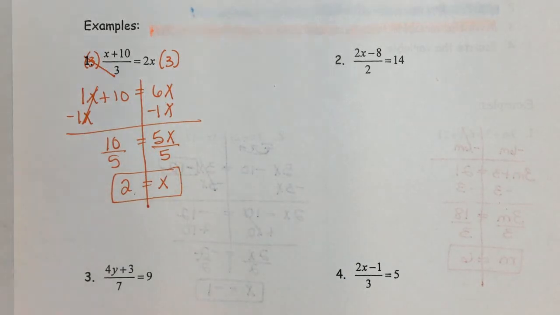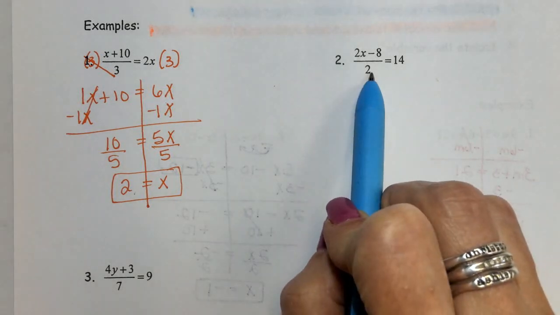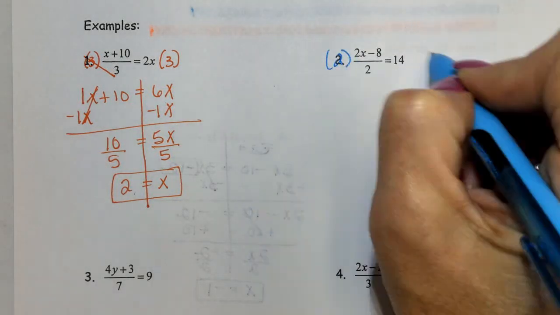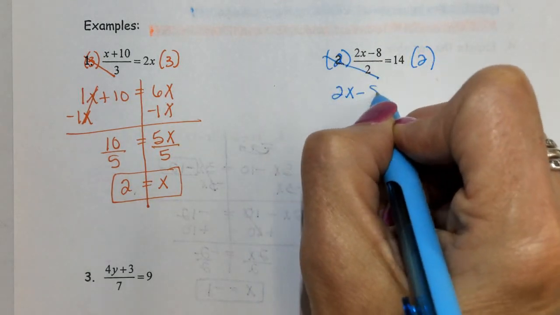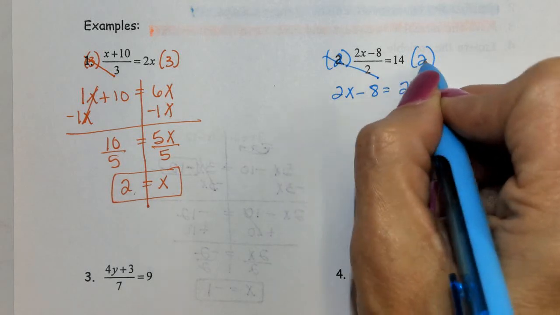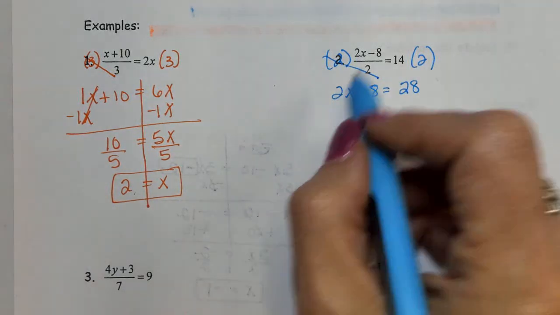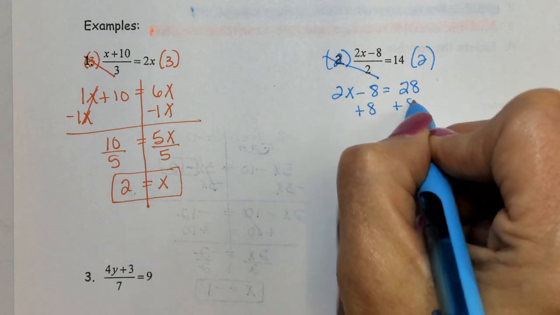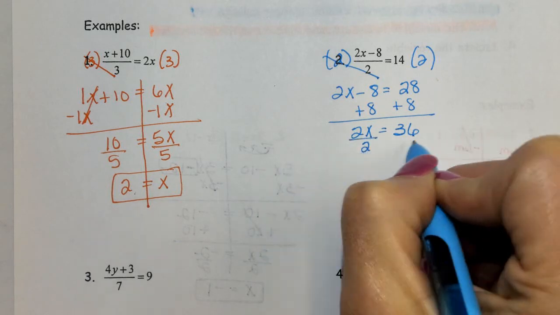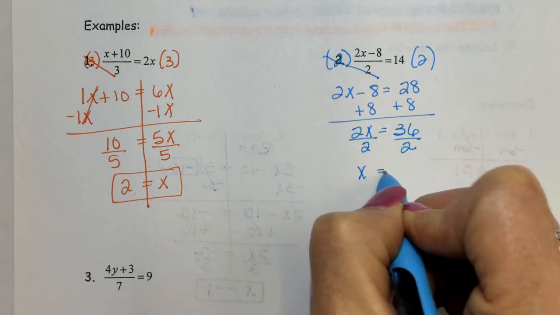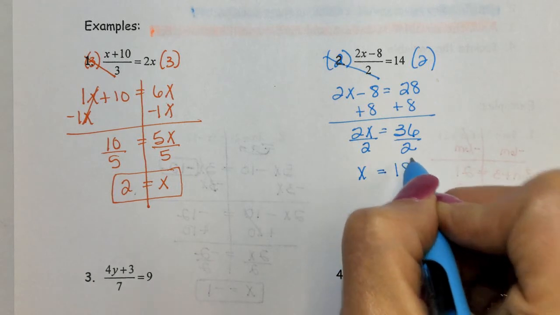Okay? If I had both variables and constants, it wouldn't matter, but this shortens up the amount of work that I have to do if I do it this way. Okay? All right, here we need to get rid of our denominator by multiplying both sides by 2. That eliminates the denominator, leaving me with 2x minus 8 equals 28, 14 times 2. I need to isolate that 2x by adding 8 to both sides. And then I need to divide by my coefficient of x, and that's going to leave me with 18.